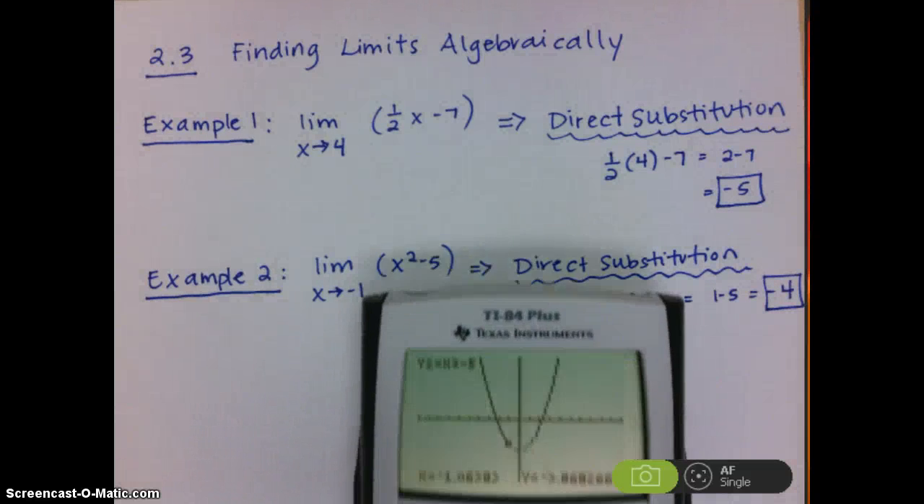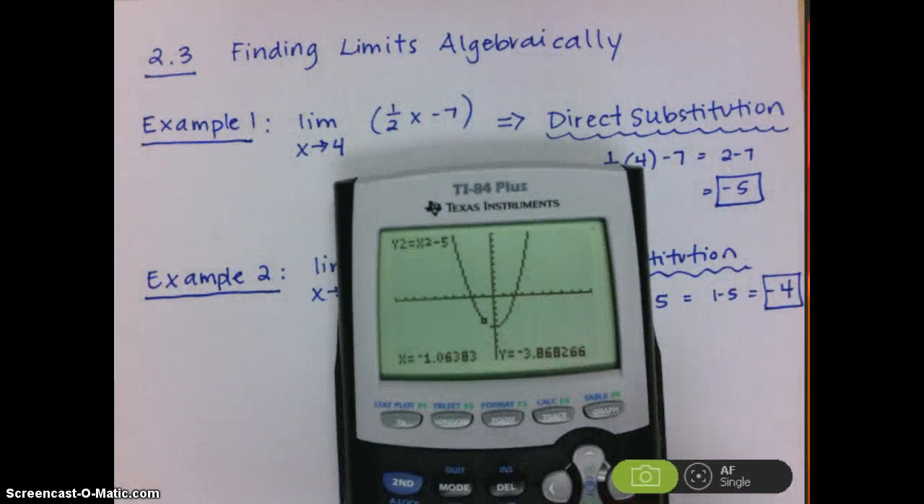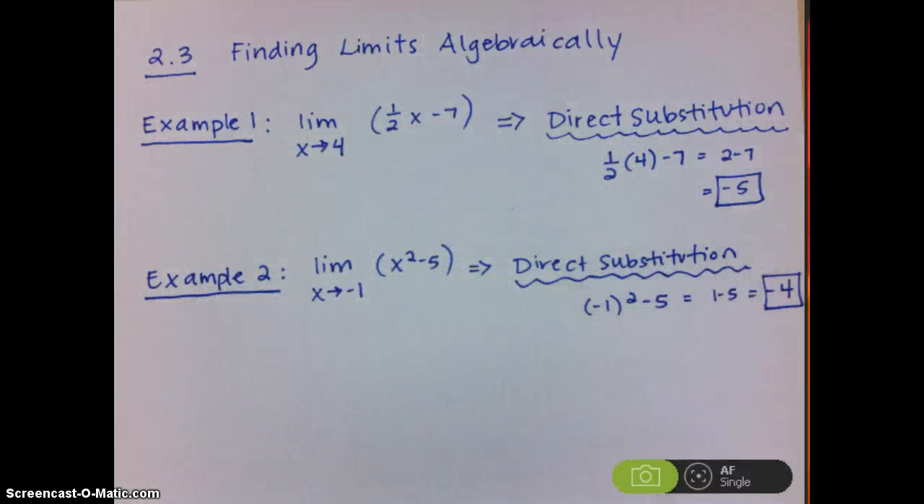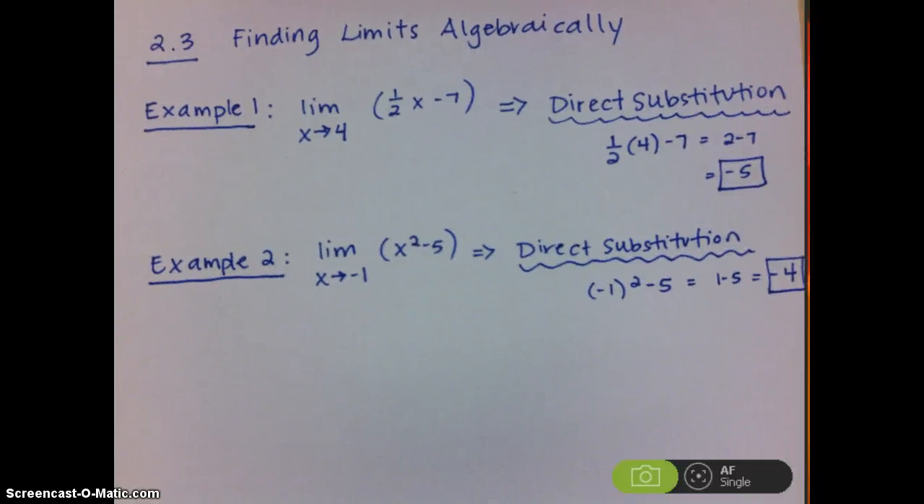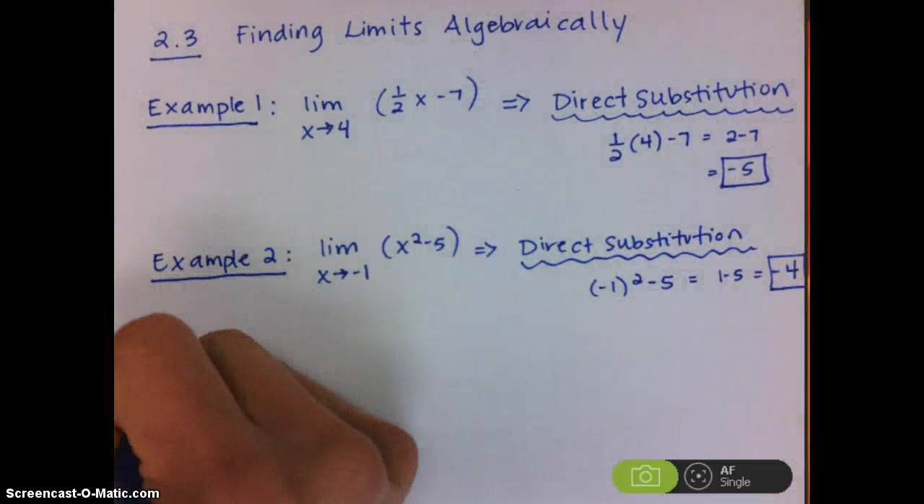Let's confirm with the graph. So it looks like here as I approach -1, my y value is -3.86, and if I were to get exactly at -1, I would have a y value of -4. So that's consistent with what we found algebraically. All right, so let's generalize this a little bit.